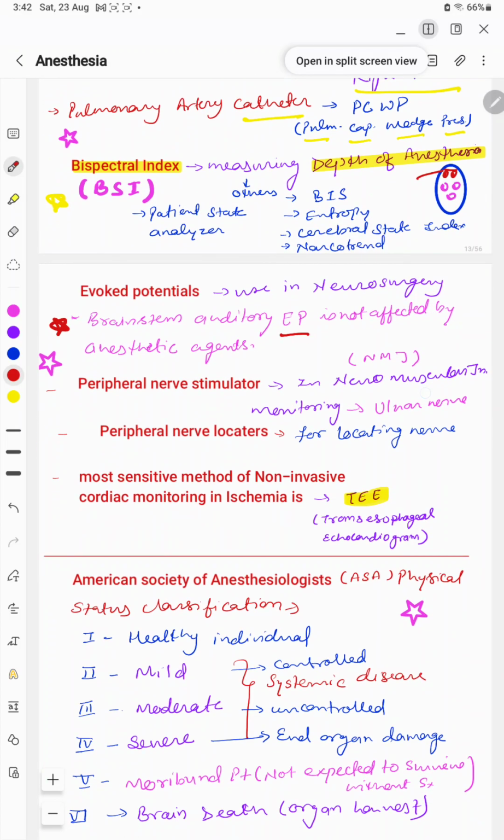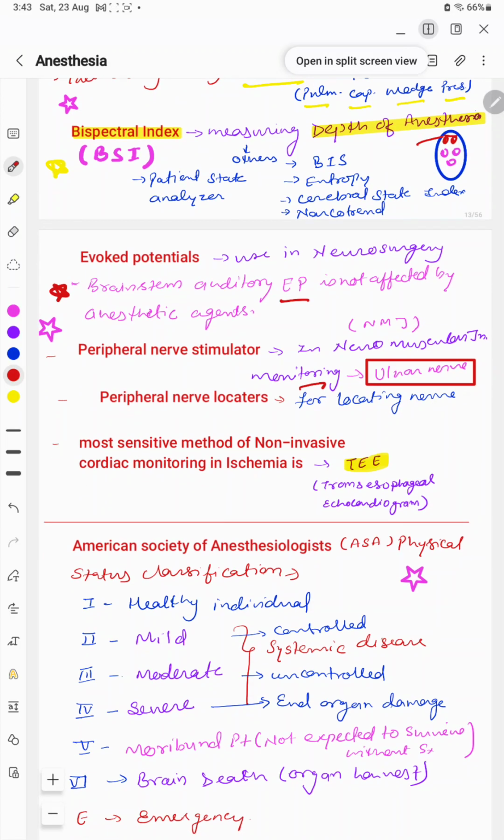Okay. Then the peripheral nerve stimulator. What is the peripheral nerve stimulator? It is used in neuromuscular junction monitoring. And the nerve we monitor is the ulnar nerve. You need to remember that in FMGE, the nerve we monitor is the ulnar nerve. Peripheral nerve locator is a device used for locating the nerve.